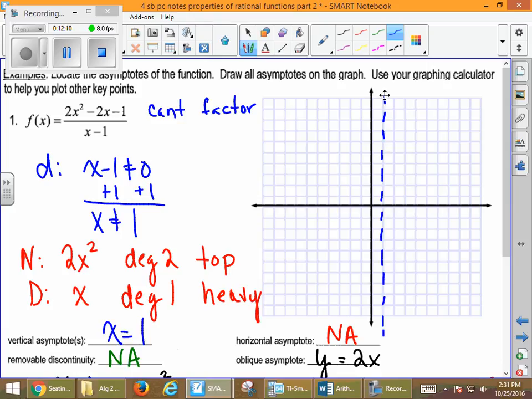We can also put in the oblique asymptote of y equals 2x. We can start at 0, 0. And then we're going to go up 2 over 1, up 2 over 1, up 2 over 1, and so on. Or we can also go down to the left 1, down to the left 1, down to the left 1. So there's our oblique.